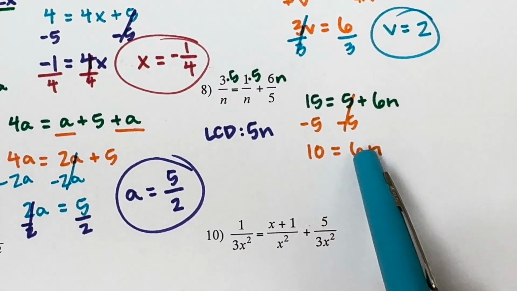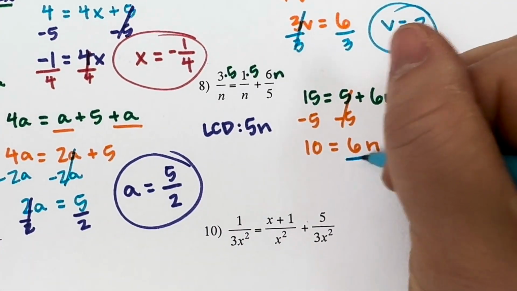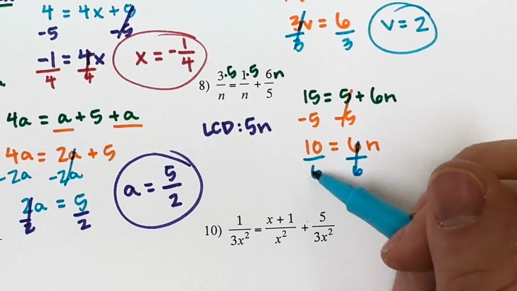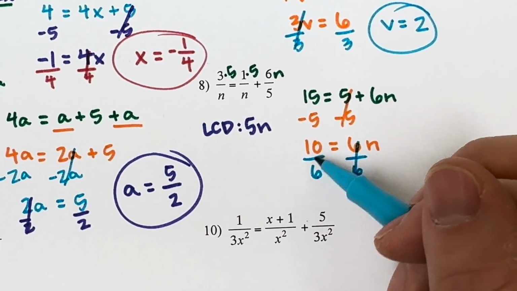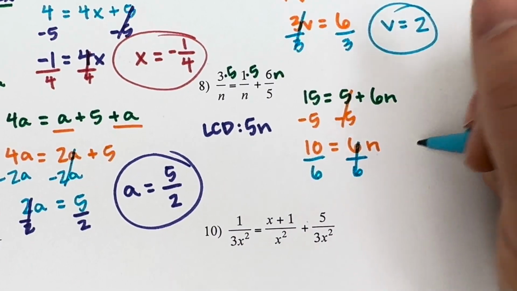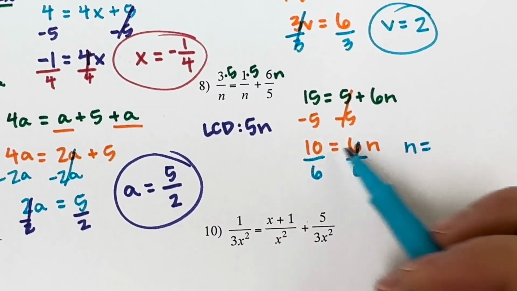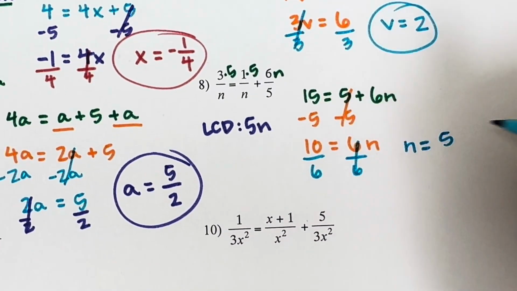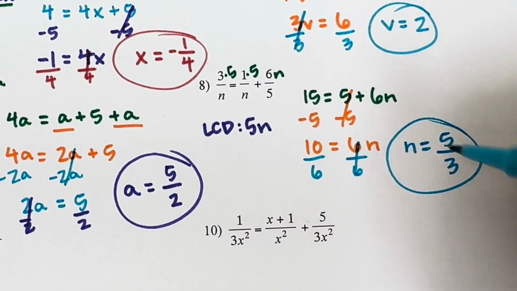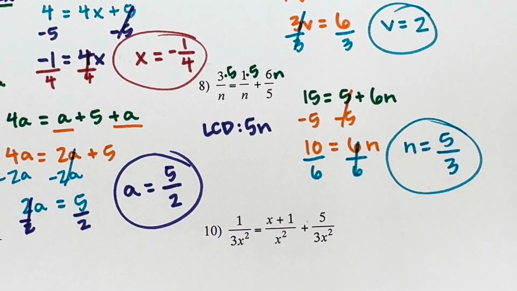Okay, the opposite of times by 6 is divide by 6. That gives me my N all by itself. And this is a fraction that I can actually reduce, okay? Both of these numbers I can divide by 2 to make it a simplified fraction. So N equals 10 divided by 2 is 5, 6 divided by 2 is 3, 5/3. Love it.